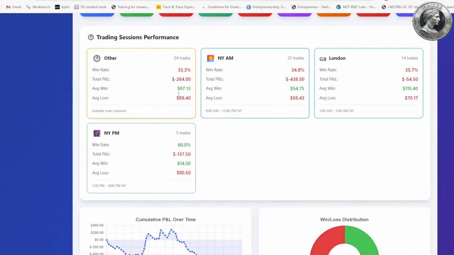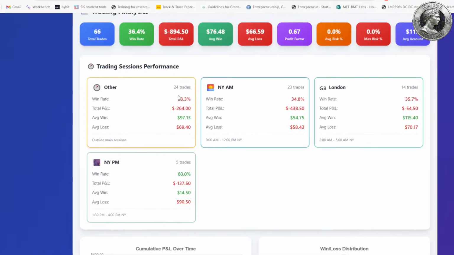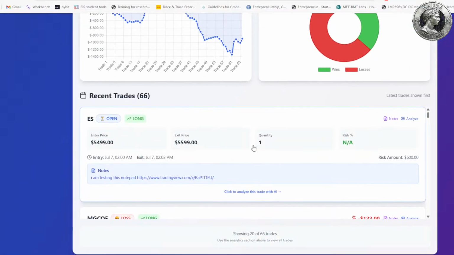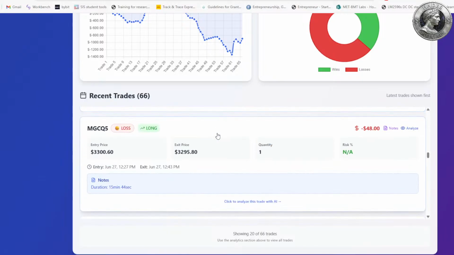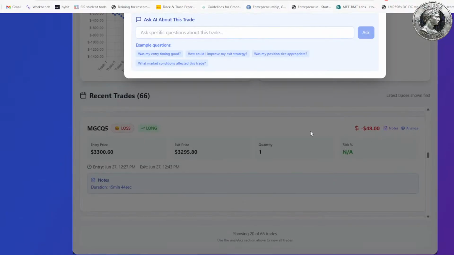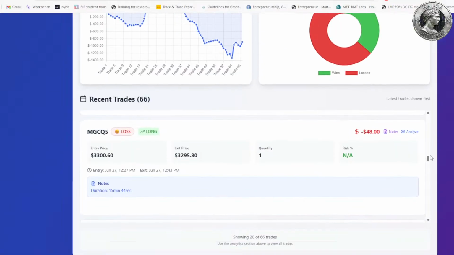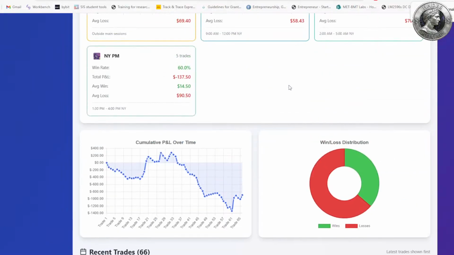So basically, this is just some test that we were playing earlier to see that it works. So you see the sessions, win rate, average win, and then you can scroll all your trades here. You can analyze each one specifically, and you can export your trades. So if you want to have a backup, you can export it.